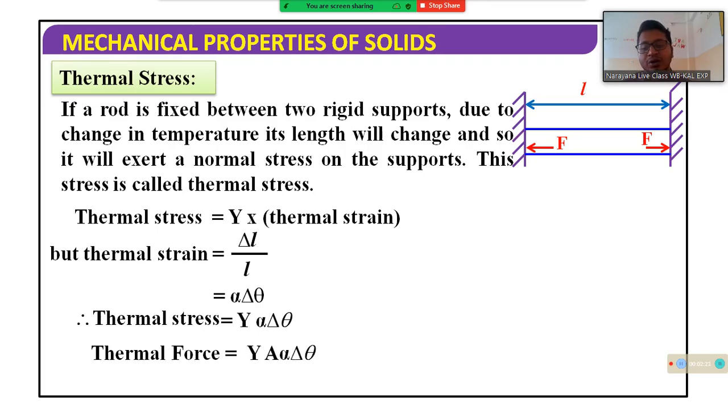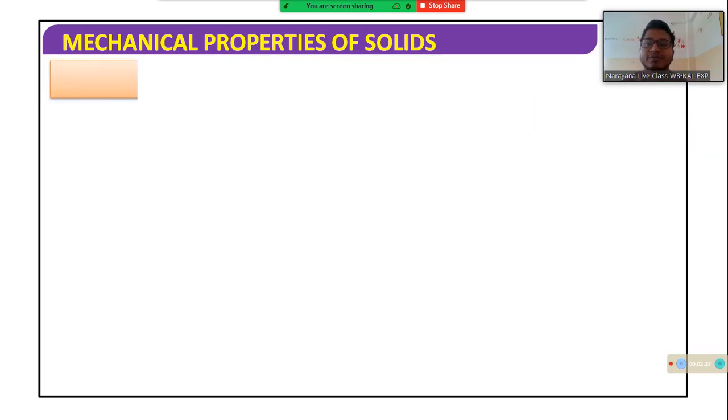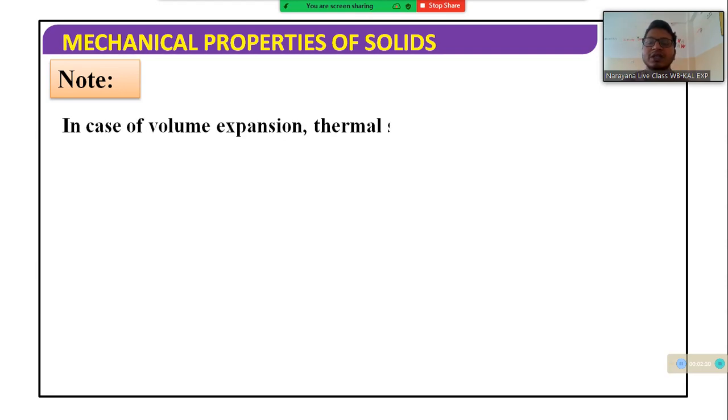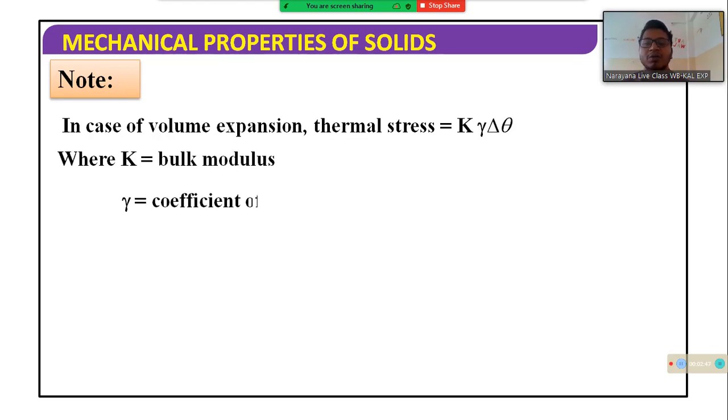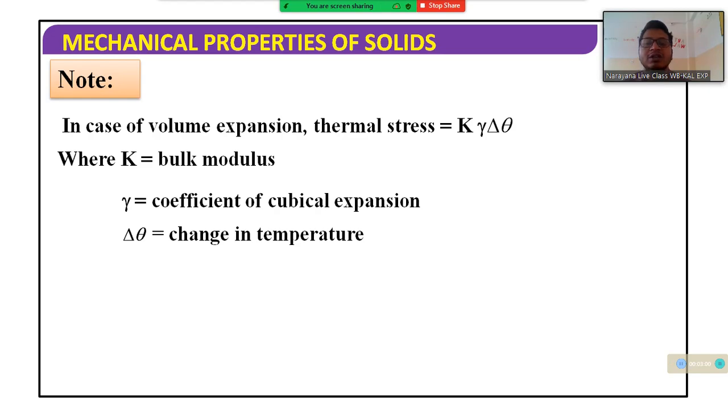Thermal force, what is thermal force? Y into A into alpha d theta. Note, in case of volume expansion, the thermal stress is K into gamma d theta, where gamma is the coefficient of cubical expansion or volume expansion coefficient, and K is called the bulk modulus. D theta is the change of temperature.